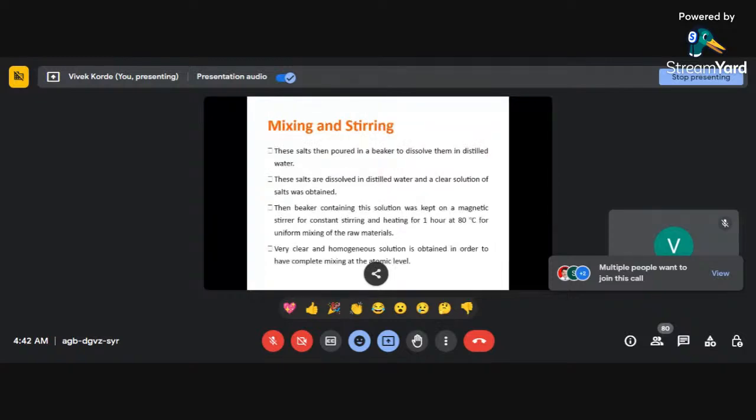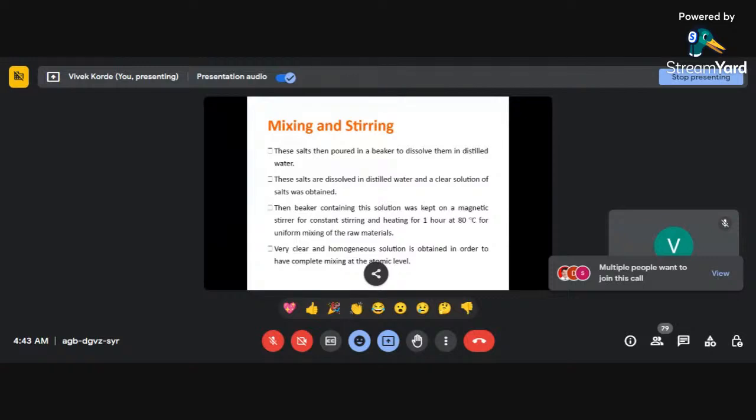Now there are a few steps for this method. These salts are poured in a beaker to dissolve them in distilled water, of course in stoichiometric ratio. These salts are dissolved in distilled water and a clear solution of salts is obtained. Okay, now we start the sol-gel method. First, we take the salts in distilled water and dissolve them, and then after dissolving, we have to get a clear solution of salt. If the solution is not clear, then we have to heat the solution to make it clear.